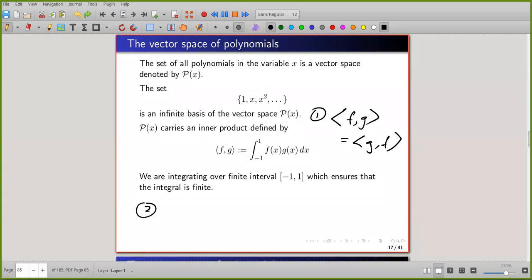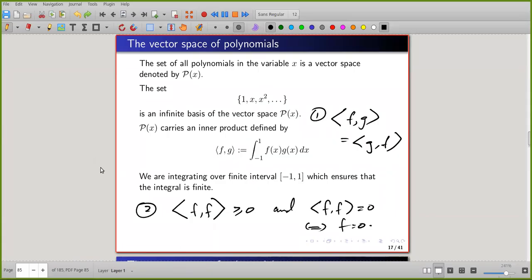And the second condition we needed was that f comma f should be greater than or equal to 0, and f comma f equals 0 if and only if f is equal to 0. Right? So this is also obvious. Okay, so this is indeed an inner product.